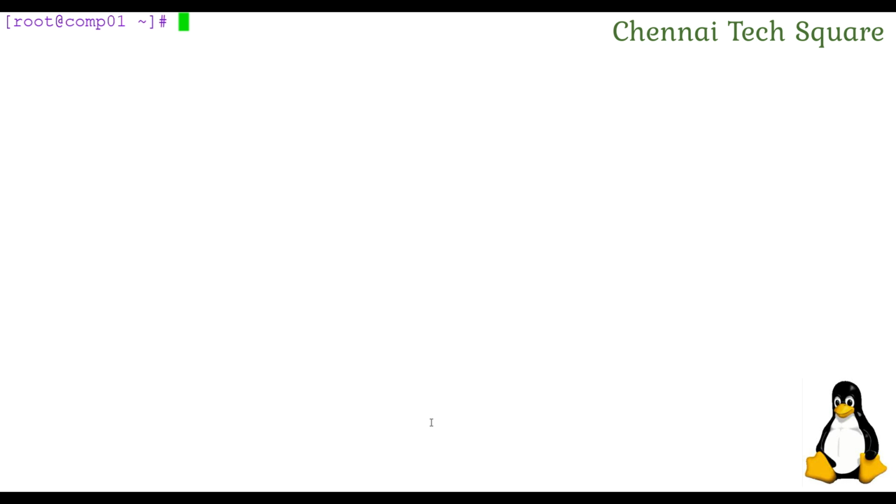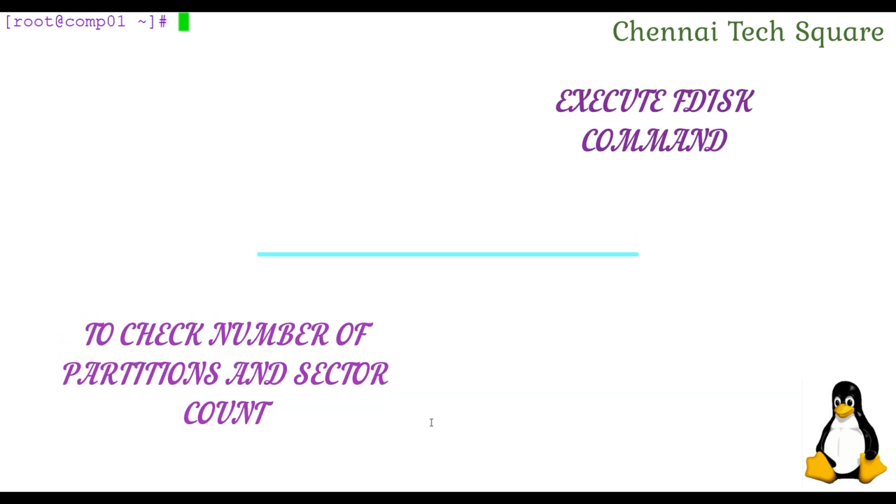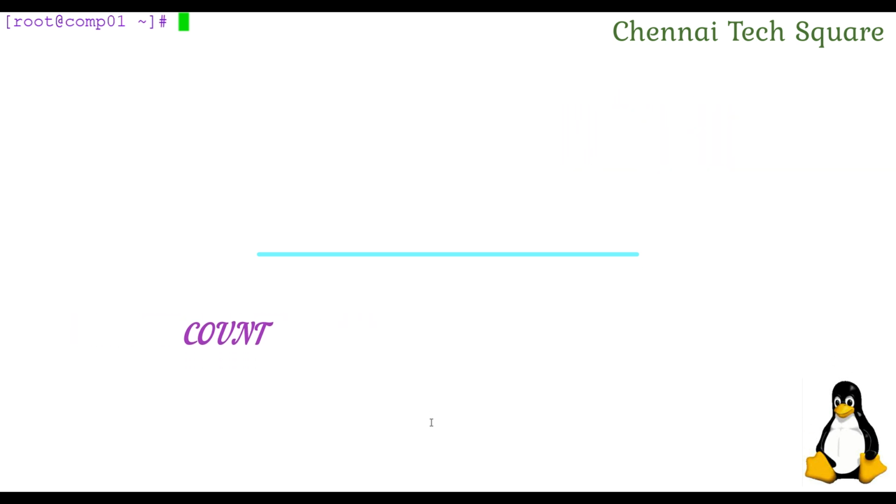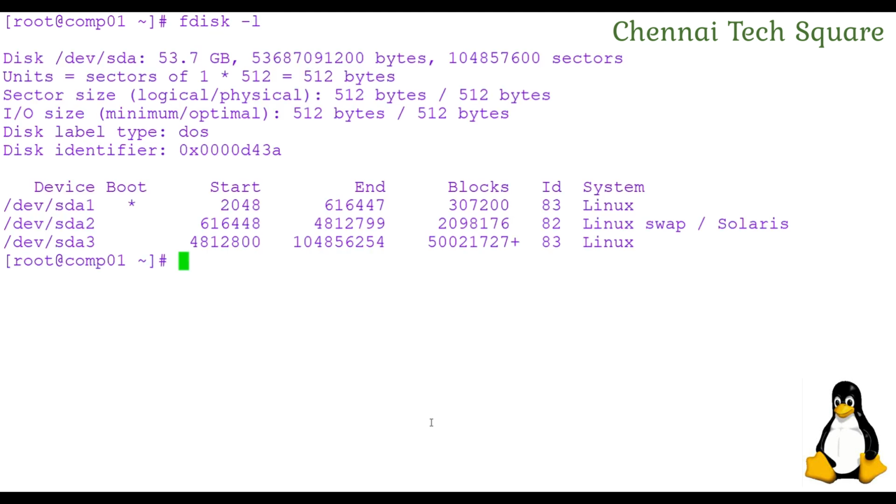First, I'm going to execute the fdisk command to check the number of drives available in the VM and to see the number of partitions of each disk. If you notice, we have a single drive, /dev/sda, which has three partitions: sda1 for boot, sda2 for swap, and sda3 for root.